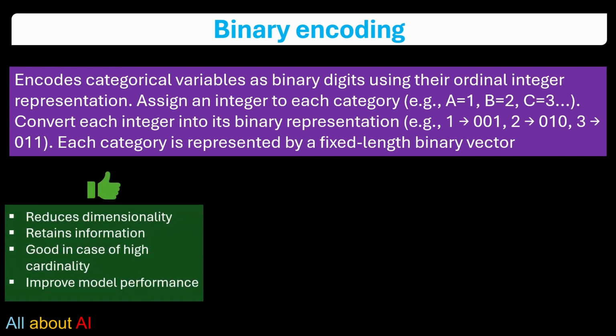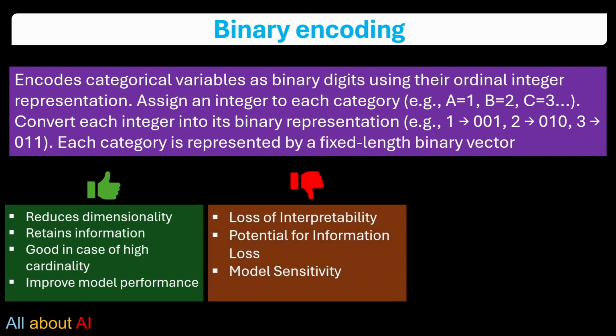So why do we use it? It helps to reduce dimensionality. It retains information, works well for high cardinality data, and can improve model performance. But it has a few drawbacks. It may reduce interpretability, risk losing some information, and models can become sensitive to how the encoding is applied.